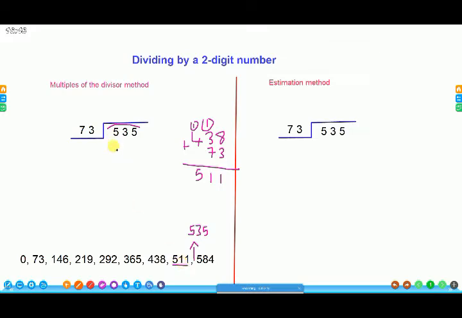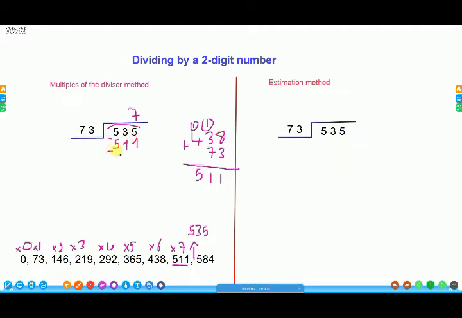So now I write below 535, 511. Now I need to find the quotient. Above the multiples I must write how many groups of 73 I can make. So with 0 students, for example, I can make 0 groups of 73. One group I can make with 73, one group of 73, 2, 3, 4, 5, 6, 7. With 511 students, I can make 7 groups of 73. So in the quotient, I write 7.